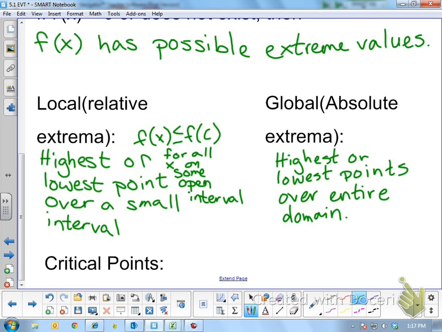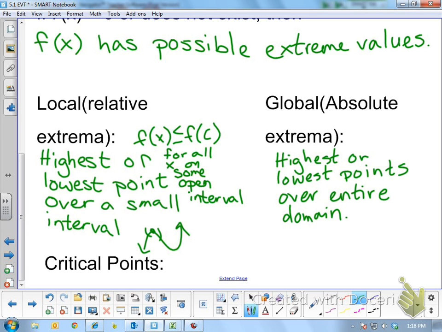So local can happen picture-wise. This would be a local max right here. Do like an interval around it just to show why is that only local and not global. Because to the right of it, this graph goes up higher than the maximum. It doesn't mean it's not a maximum for its little particular area, but it's not the global maximum. It's not the best or the highest overall.